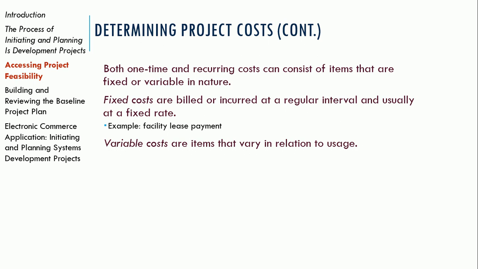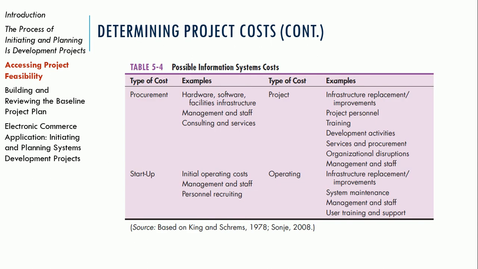A variable cost is items that vary in relation to usage. So like long distance charges, good grief. This is another place that modern systems analysis and design kind of dates itself as not being so modern, because nobody pays long distance charges anymore, right? I imagine that a lot of students probably have never even seen long distance charges on an actual telephone bill. But I guess that could be an example.